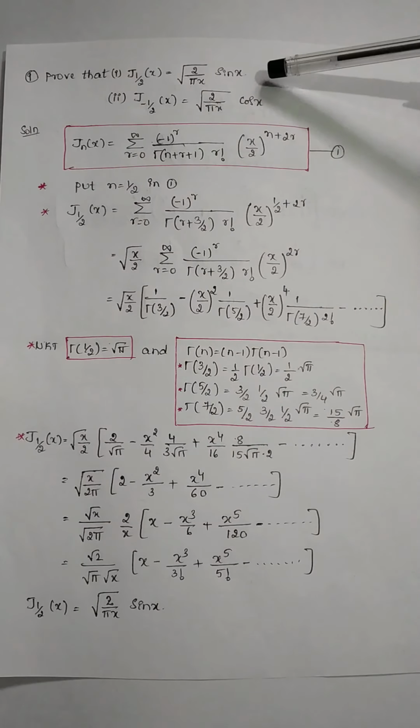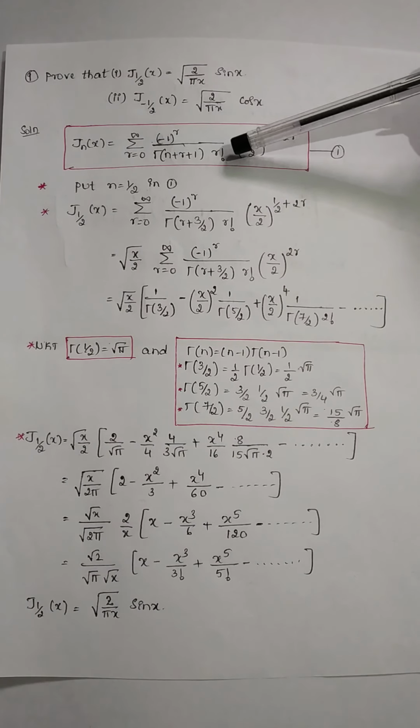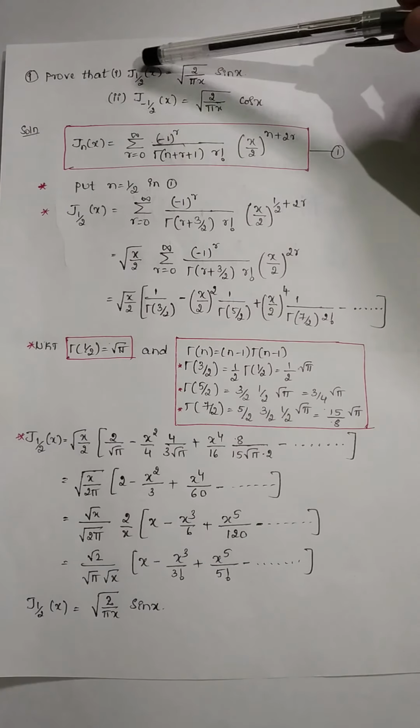And to prove these two results, we need to write the Bessel's function first, that is J n of x equals summation r equals 0 to infinity, minus 1 raised to r divided by gamma of n plus r plus 1 into r factorial into x by 2 to the power n plus 2r, and calling it equation 1. Okay, and what we have to find out is J half of x.